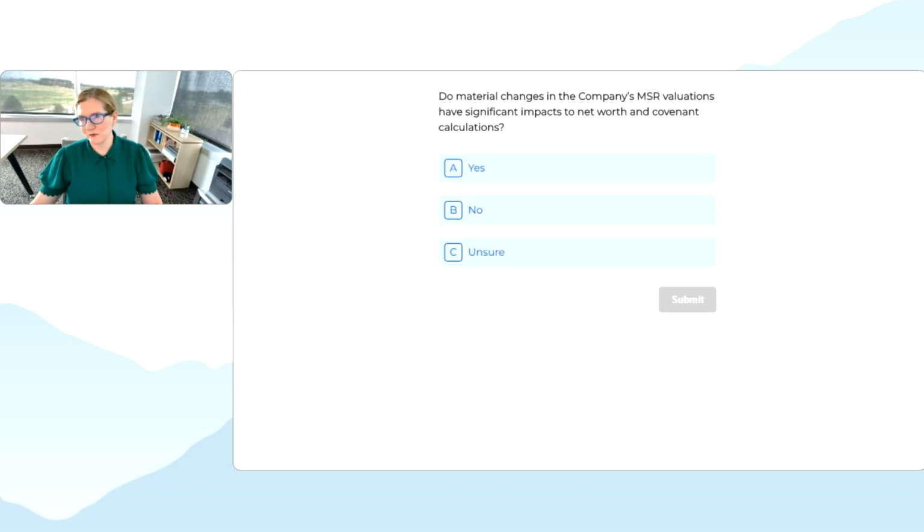Okay, sorry, another poll question for those of us needing CPE credits. Do material changes in the company's MSR valuations have significant impacts to net worth and covenant calculations? Meaning, when your valuation changes on your MSR, do you ever get in a bind on any net worth or covenant calculations, or is there a pretty good cushion on that? If everyone wants to take a minute to answer this poll question.